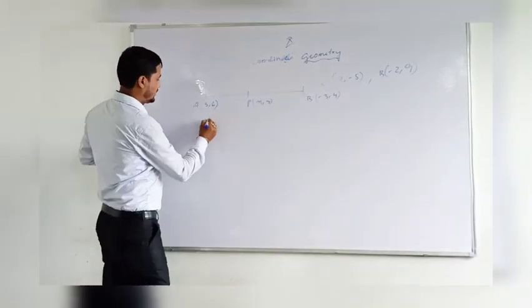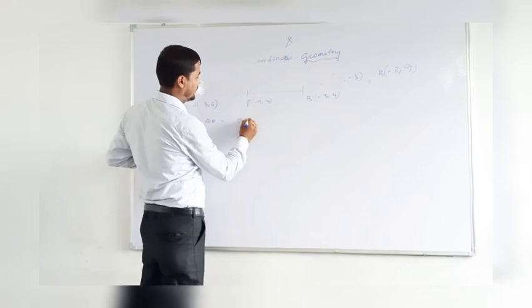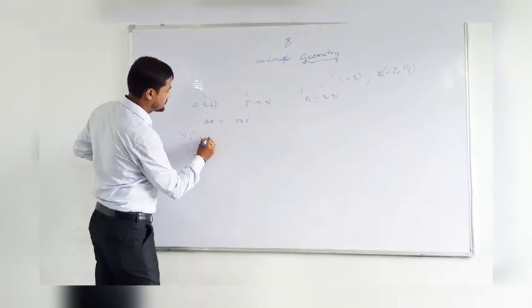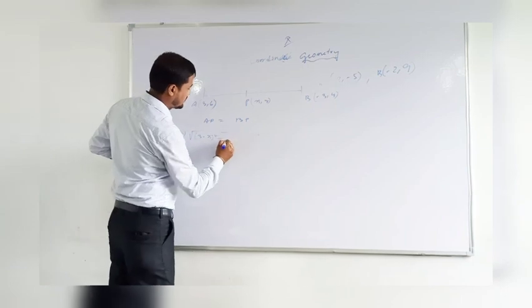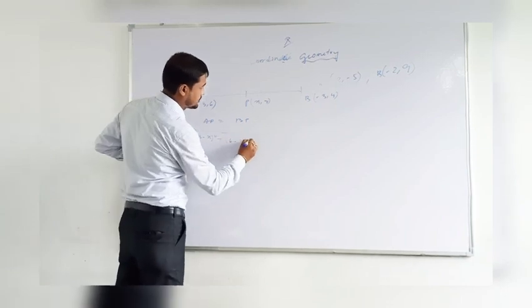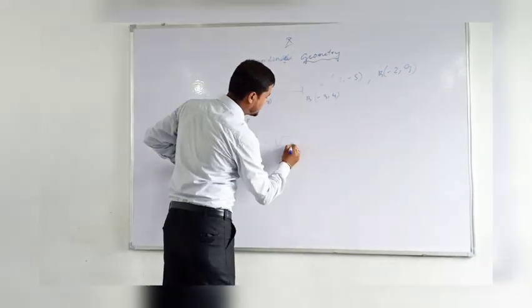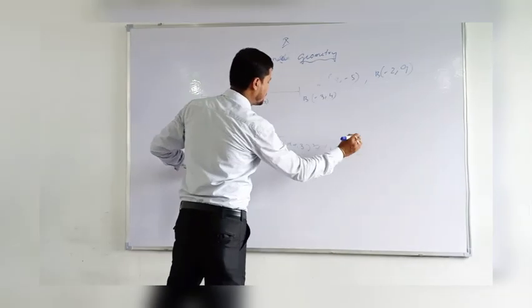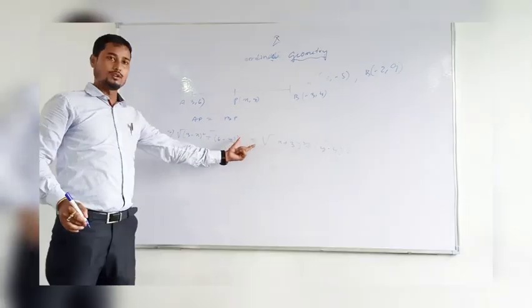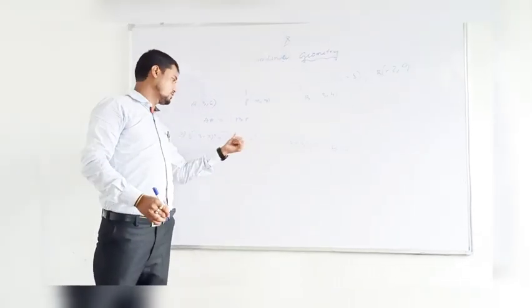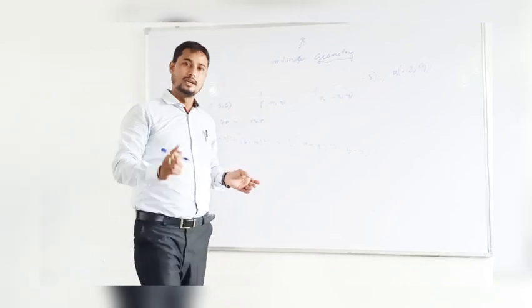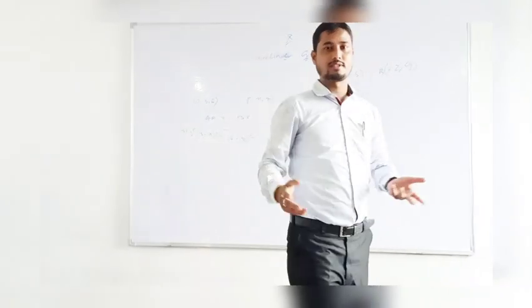Then we can write AP equal to BP. AP is the square root of (3 minus x) whole square plus (6 minus y) whole square. BP is the square root of (x plus 3) whole square plus (y minus 4) whole square. After that, square both sides, the square roots cancel, and simplify. You will get one equation, which is the relation between x and y. After that, this is finished.